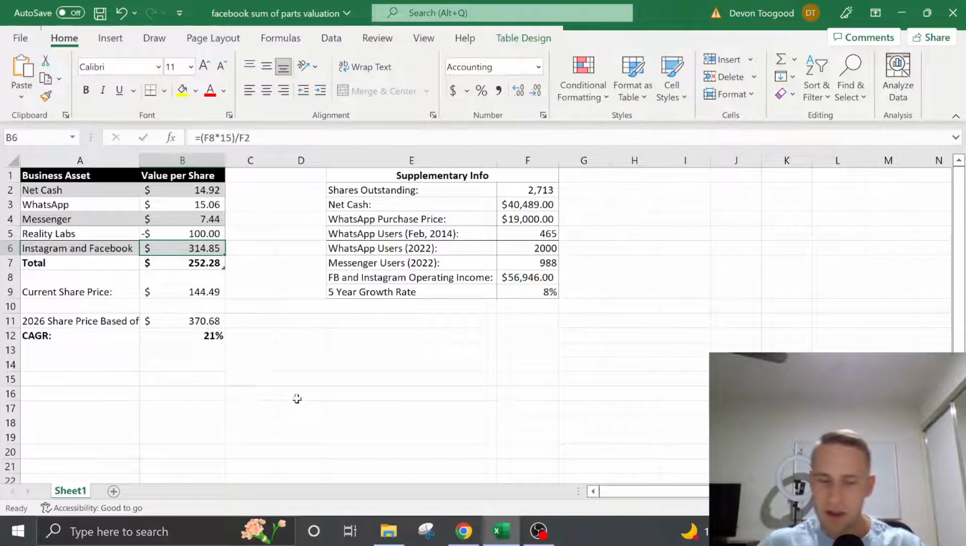So it's hard to argue that Meta is not cheap at the moment. No matter how I change these valuations, we're still getting decent looking returns here. Meta is a valuable business. It produces a lot of free cash flow. Yeah, the margins are compressing a little bit, but we'll see how much this affects things over the long term.